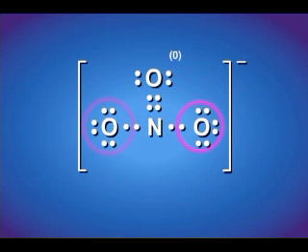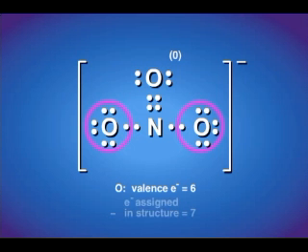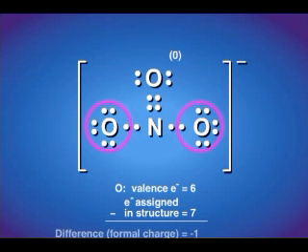Next, let's look at the other 2 oxygen atoms. The total number of valence electrons assigned to these oxygen atoms is 7, 6 non-bonding and 1 bonding electron. Since the number of valence electrons in an oxygen atom is 6, and the electrons assigned to these oxygen atoms in the structure are 7, the formal charge is -1. A formal charge of -1 indicates that there is 1 more valence electron on an atom in the Lewis structure compared to an isolated atom.